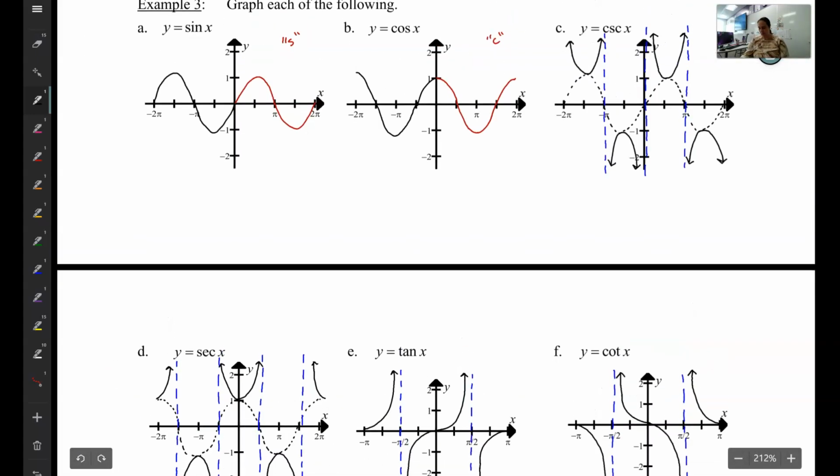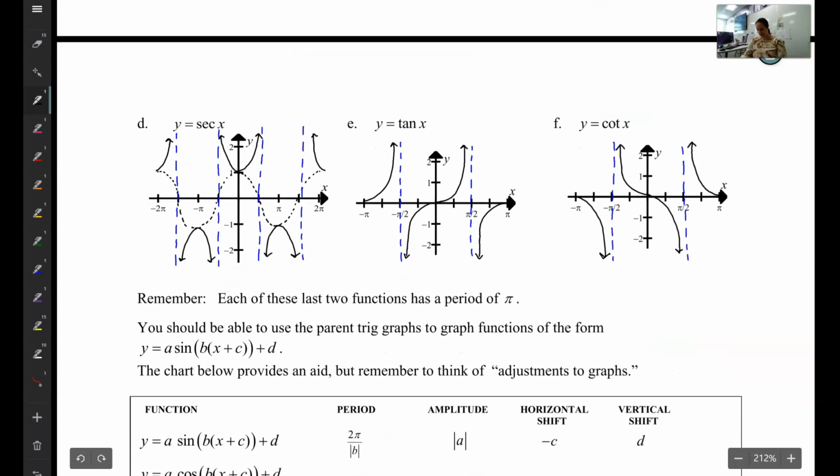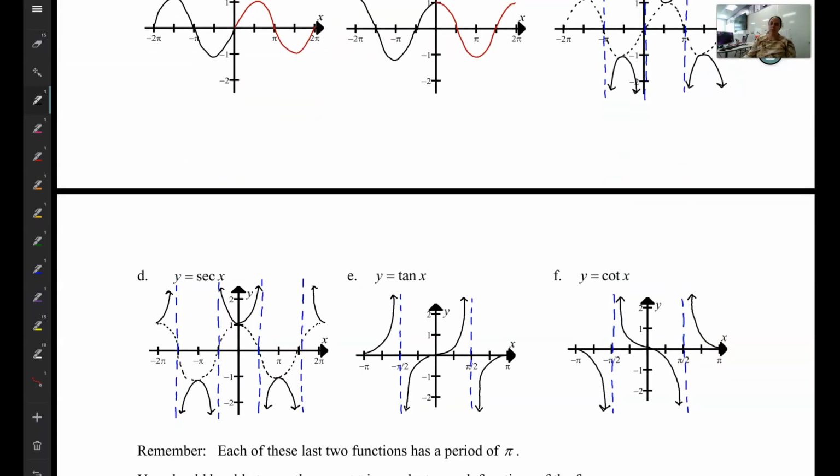Those are your basic trig graphs. In the next video, we'll talk about transforming those graphs.